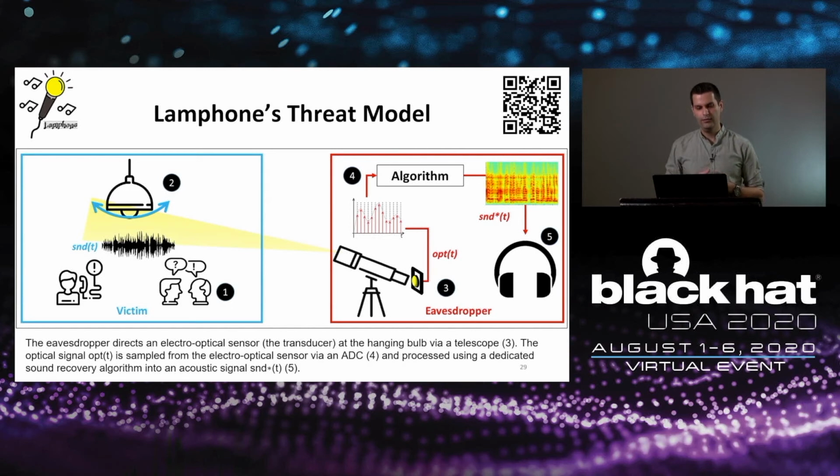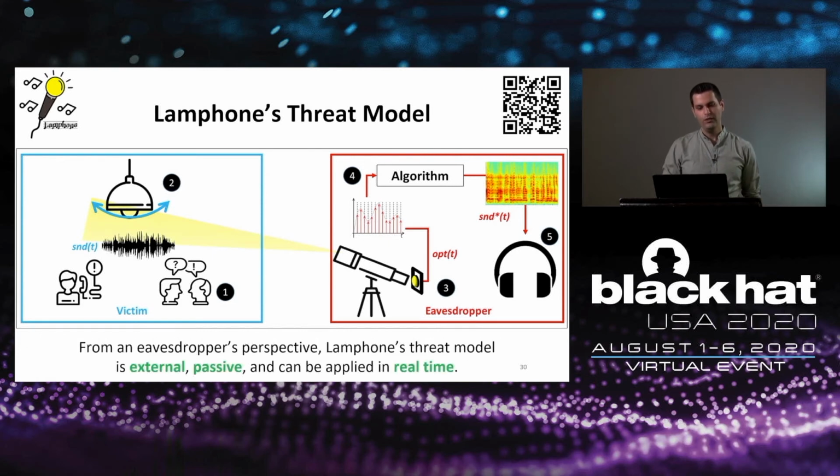Now, an electro-optical sensor is basically a sensor that converts light to voltage. And the optical signal that is sampled from the electro-optical sensor is digitized via A to D and processed using a dedicated sound recovery algorithm into an acoustic signal. We named it SND star in this case. Now, from an eavesdropper's perspective, Lamphone's threat model is external, passive, and can be applied in real time, which means that it combines the advantages of laser microphones and visual microphones as well.